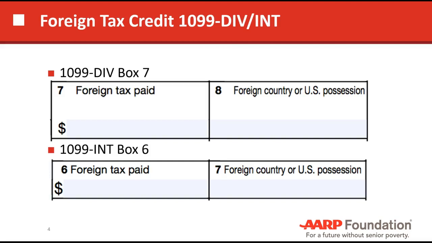Normally you'll see on the 1099 DIV, it's now in box 7. That's a change from last year. And the 1099 INT, it'll be in box 6. Also look on the broker statements on the 1099 DIV sections and the 1099 INT sections.